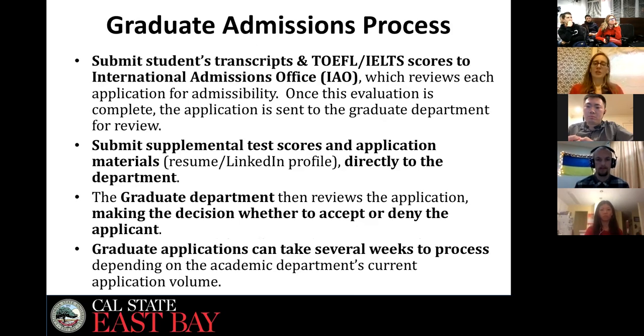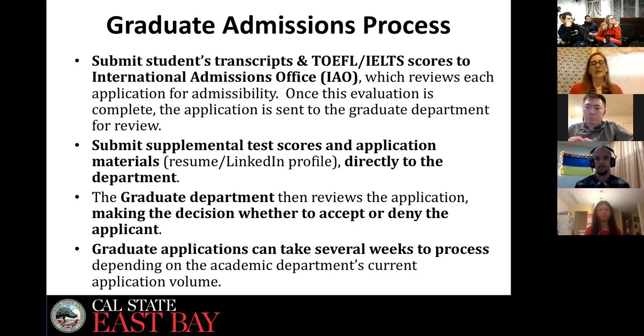Our admissions process is that students submit their transcripts and TOEFL or IELTS score to the International Admissions Office, and they'll review that for general admissibility to the university. But then the GRE or GMAT score and any other application materials would be sent directly to the Business Analytics Department, and then they would review the application to make a decision whether to accept or deny the applicant.